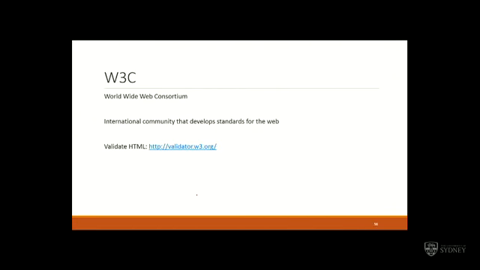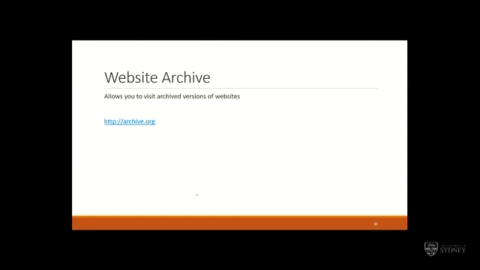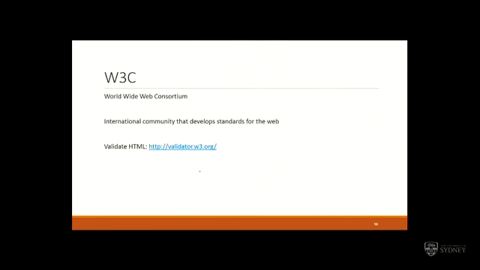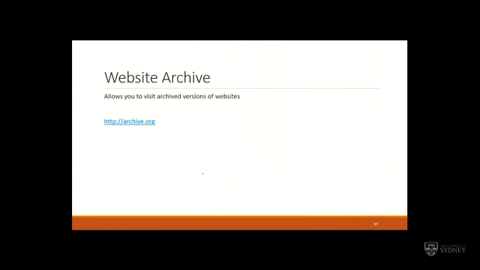Okay, so we then have just a link to the World Wide Web Consortium. They develop the standards for HTML and a number of other web technologies. They also have the validator, which you would have had a play with in last week's tutorial. Website archive, so this is also a resource you can use. It periodically archives content on the web, so you can use that to find stuff that might have been removed.